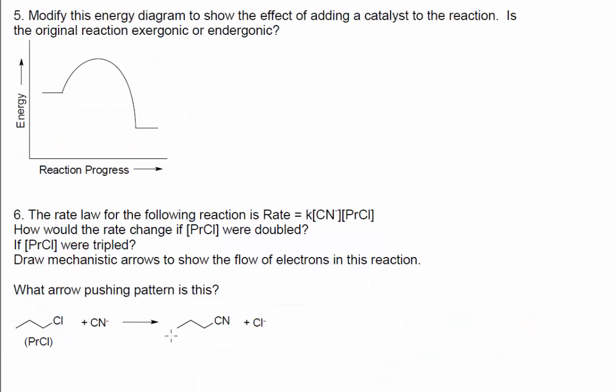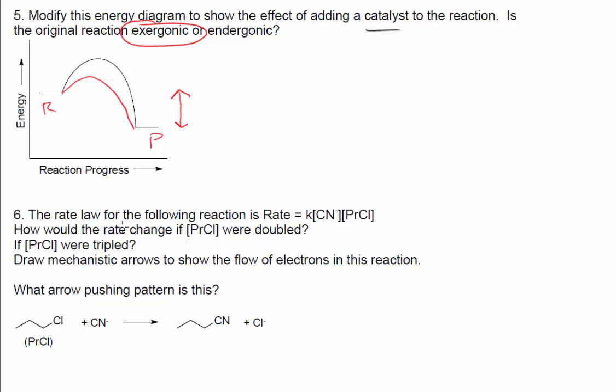Moving on to 5, modify this diagram to show the effect of adding a catalyst to the reaction. And so we know that the catalyst will speed up the reaction, it will lower the EA, so really all you have to do is give me something that has a lower hump, a lower hill. And is the original reaction exergonic or endergonic? Well, we aren't changing this distance no matter what we do to that EA, to the energy. So this is exergonic. We're giving off energy as we go from reactants to products.